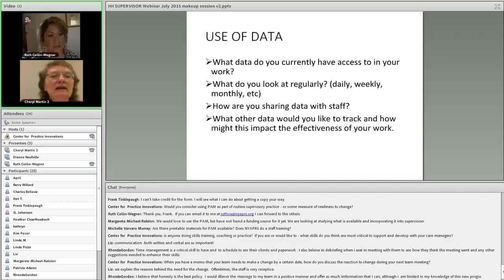The next thing is use of data. And so I'm expecting that a lot of you currently have access to some data, and the question we asked everybody was, are you looking at it on a regular basis? Are you sharing it with your staff? And is there other data you wish you had? So I'm going to leave that one with you as well. Something to think about. It can be very, very helpful to understand where there's needs, where there's possibilities to make things work better.